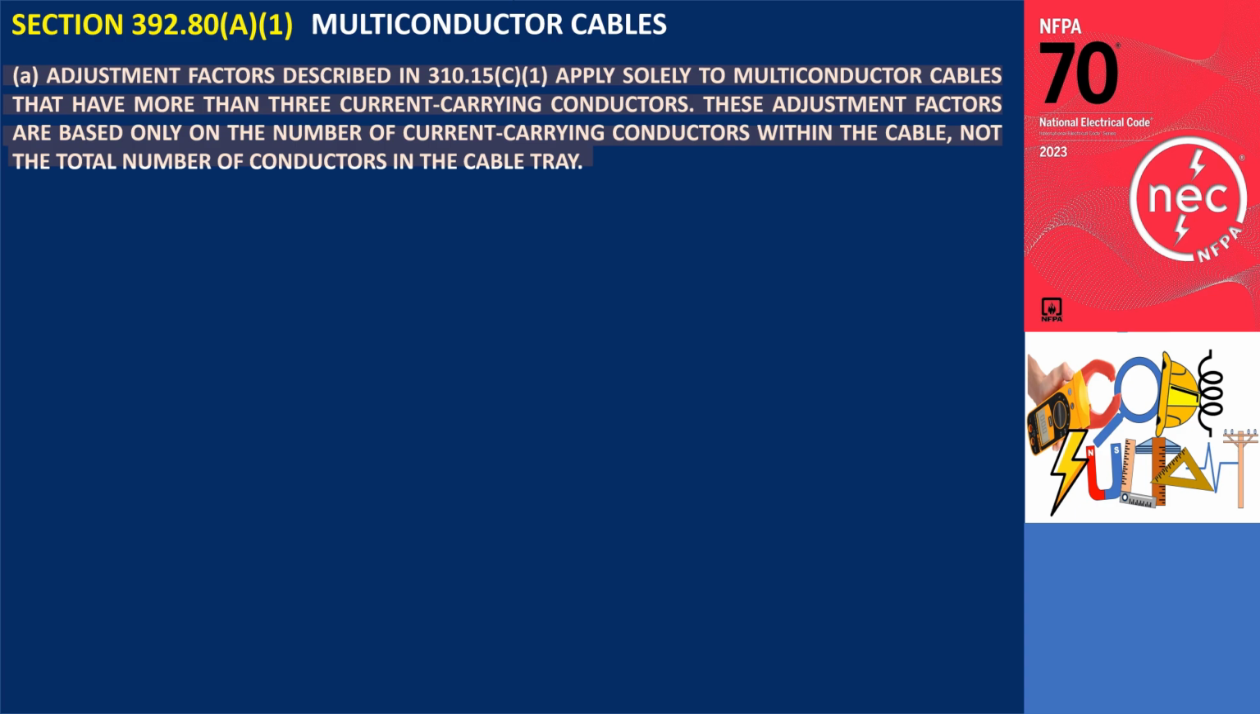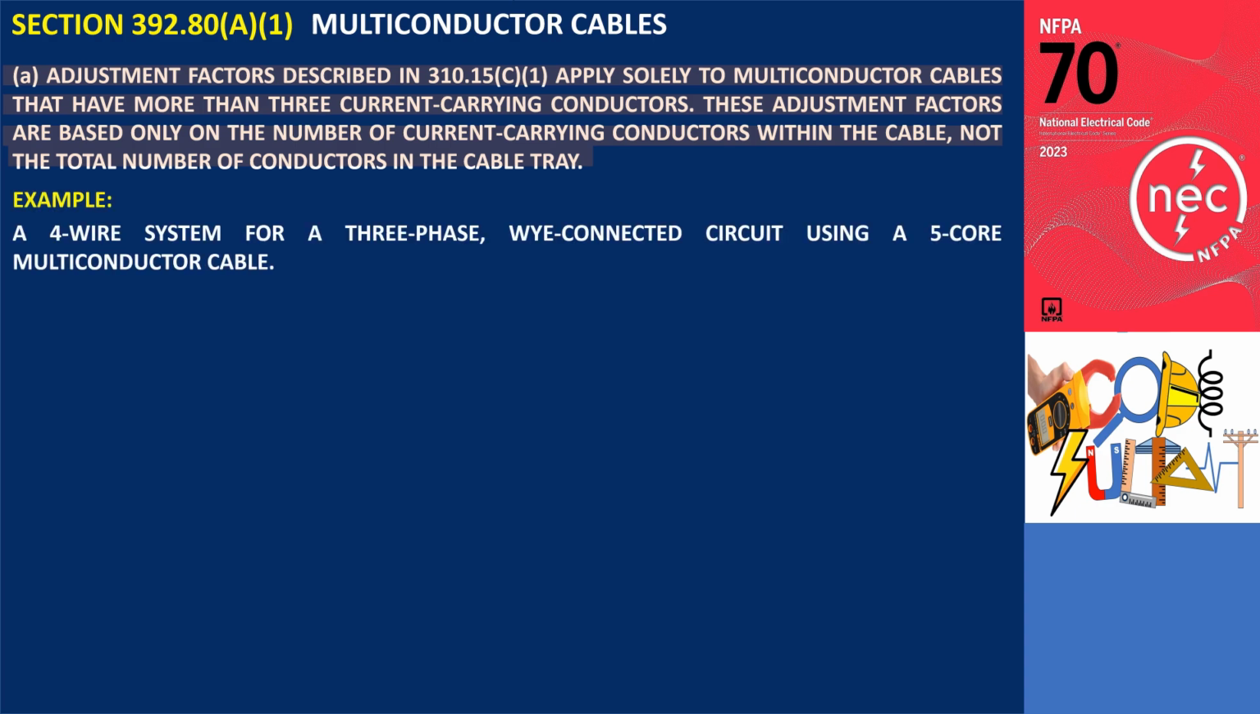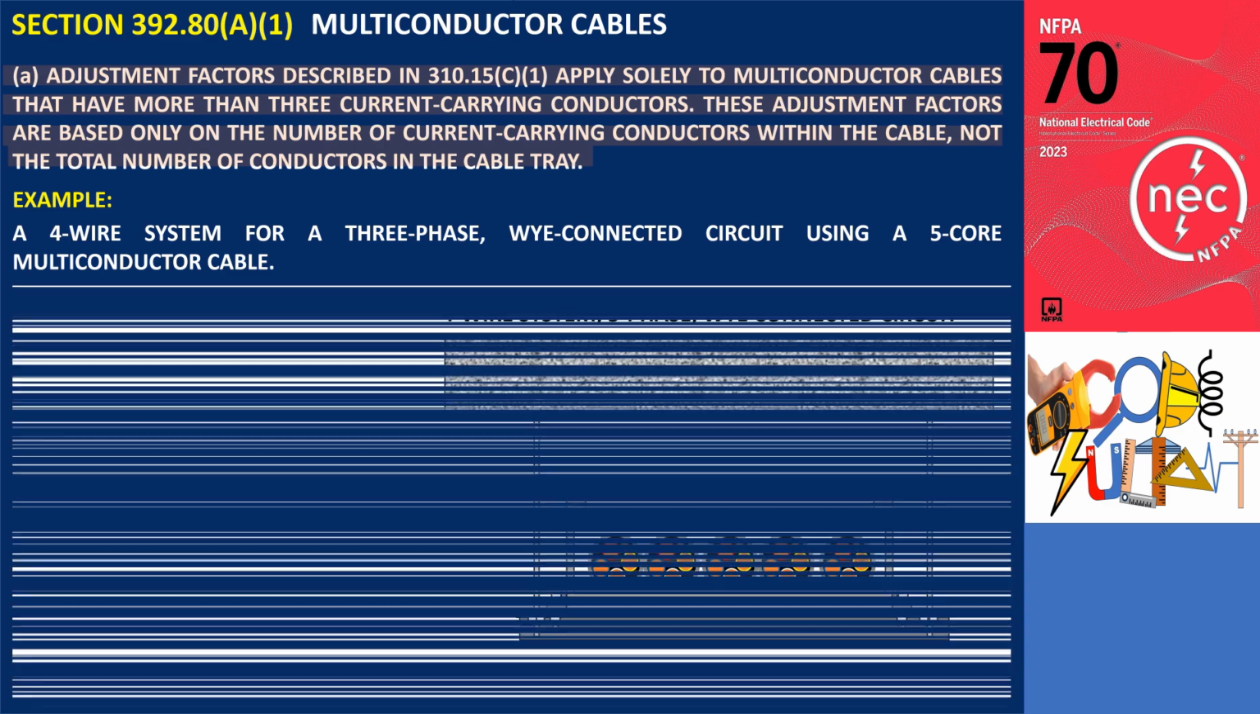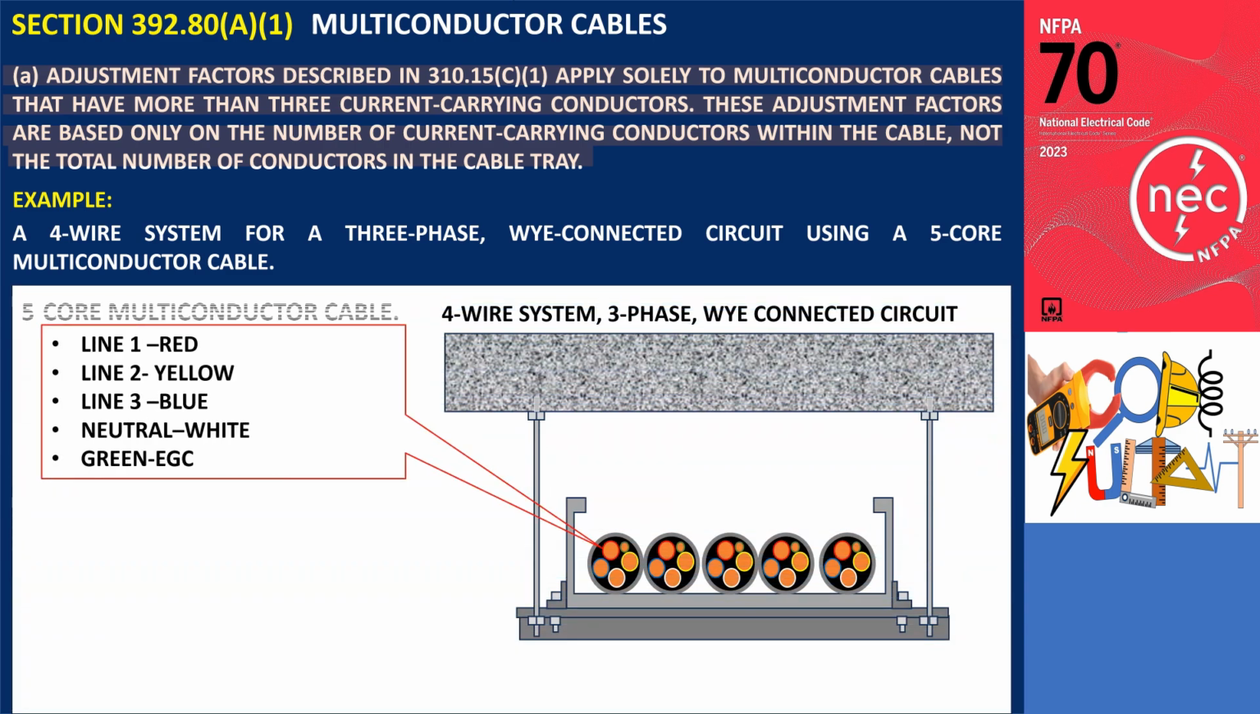Consider a 4-wire system for a 3-phase, Y-connected circuit using a 5-core multiconductor cable. In this setup, 3 wires are designated for phases 1, 2, and 3, one wire is for the neutral, and the fifth wire is for equipment grounding. Assume each phase and neutral conductor has an ampacity of 100 amperes.